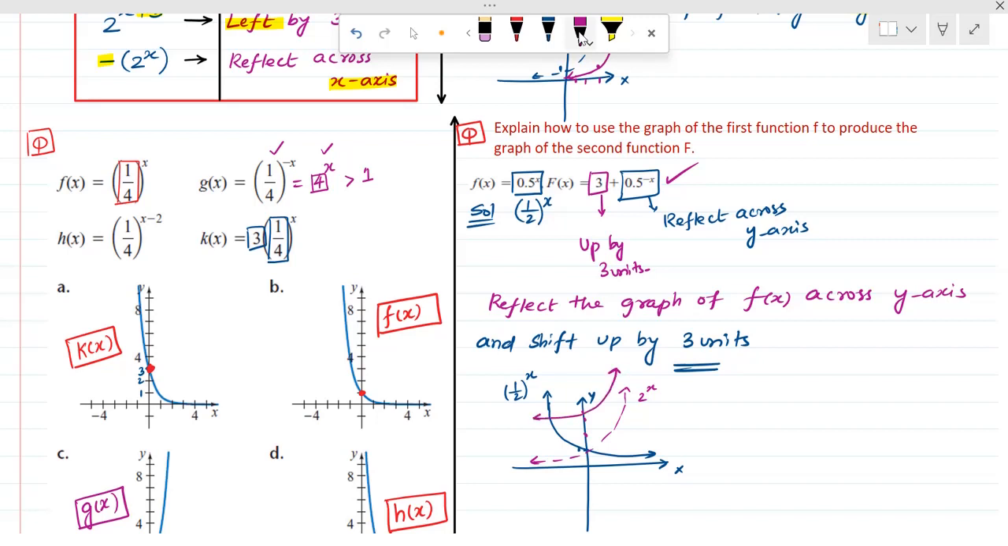The final graph is equal to 2 power x plus 3, or you can write it as 1 over 2 to the power minus x plus 3. So both are the same meaning. Both are the same meaning. Thank you.